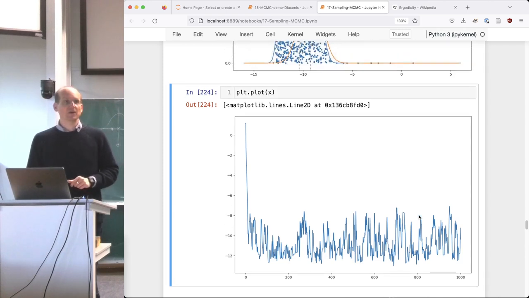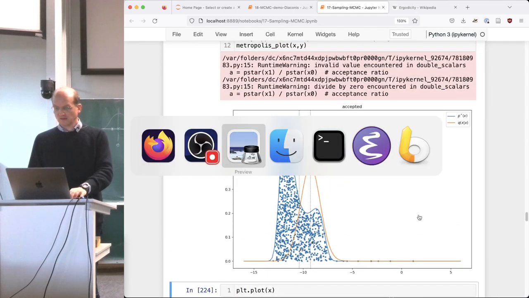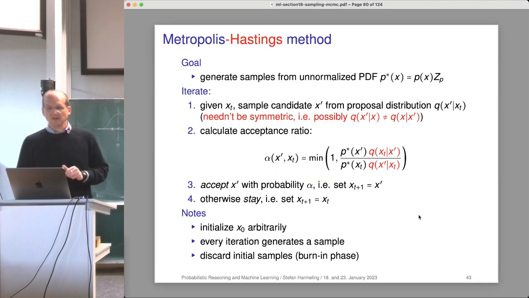Any questions about these plots or stuff? Okay, very good. Then let's go on with the slides.